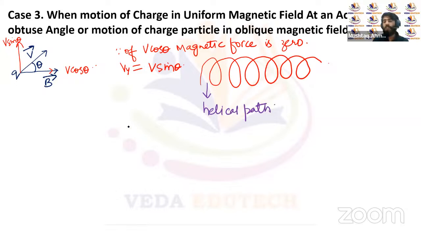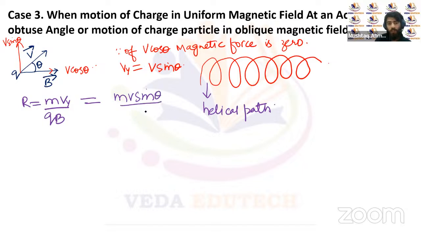Now the question is, what is the radius of this helix? We know that R is equal to mv upon qB, where v is the component of the velocity which is perpendicular to the magnetic field. Here, that component is v sin theta. It means we have to replace v by Vy, so it will be m v sin theta upon qB. So the radius of this helix will be m v sin theta upon qB.